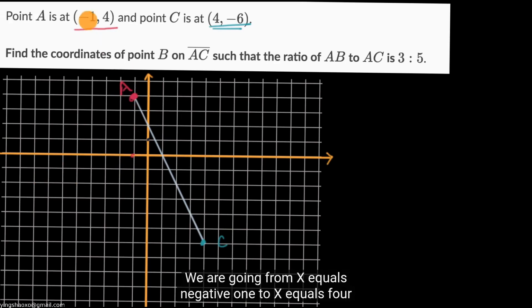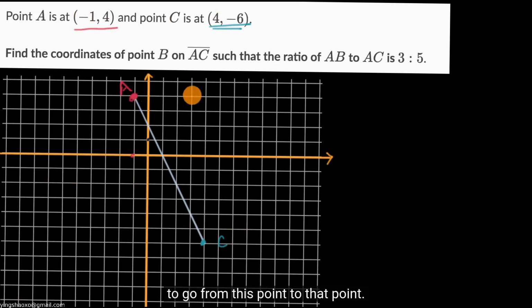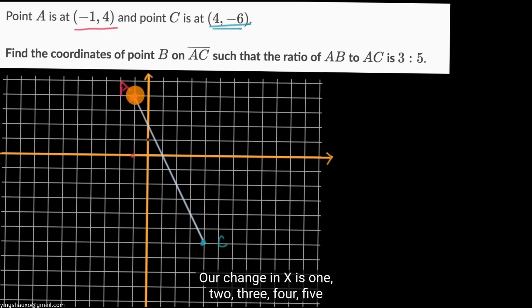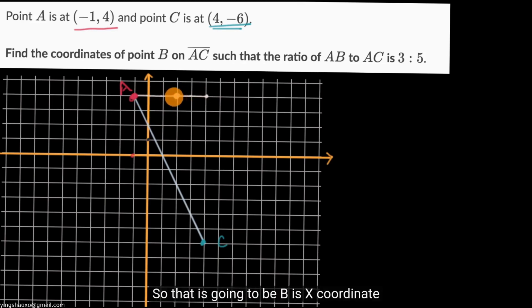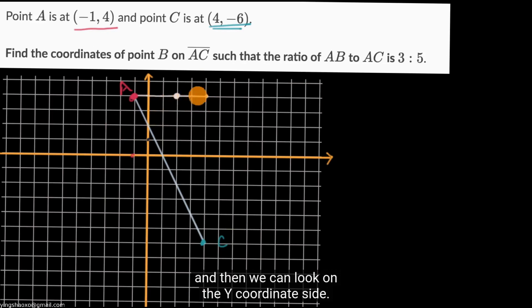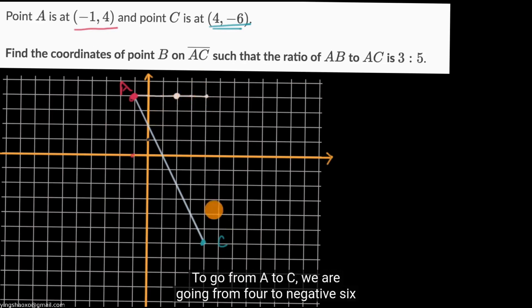We are going from X equals -1 to X equals 4 to go from this point to that point. Our change in X is 1, 2, 3, 4, 5. And so if we want to go 3/5 of that, we went a total of 5. 3/5 of that is going just 3. So that is going to be B's X coordinate. And then we can look on the Y coordinate side. To go from A to C, we are going from 4 to -6.